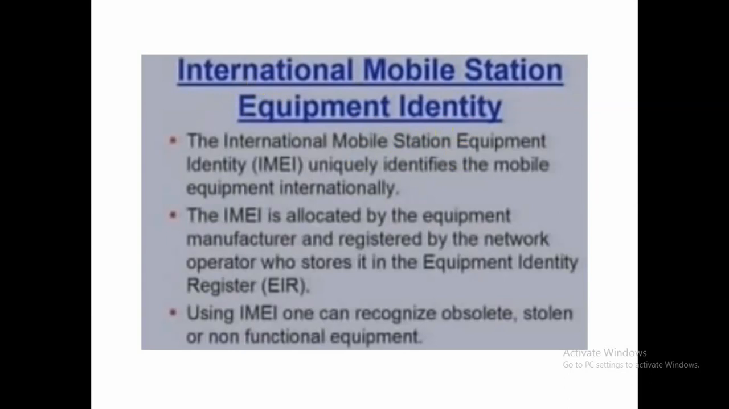It is allocated by the equipment manufacturer and registered by the network operator, who stores it in the Equipment Identity Register, that is the EIR, which we already saw in the previous lecture. EIR, AUC, that is the Authentication Center.